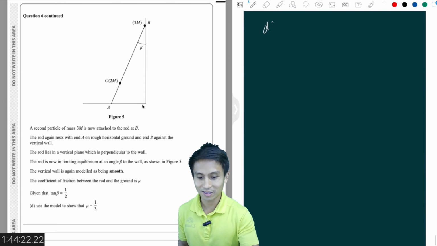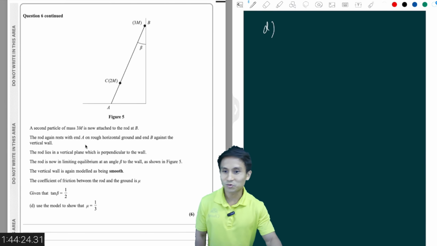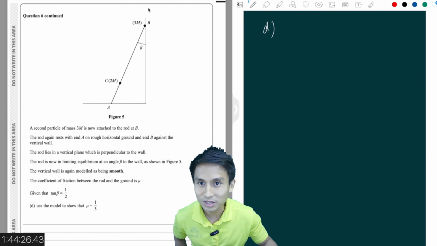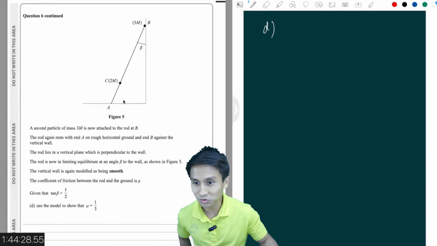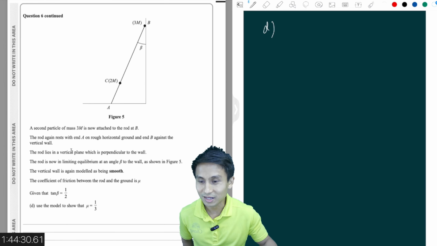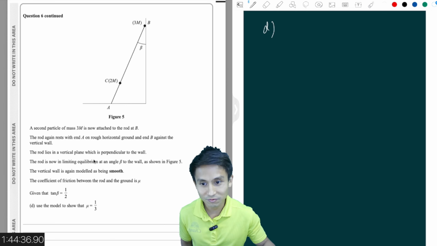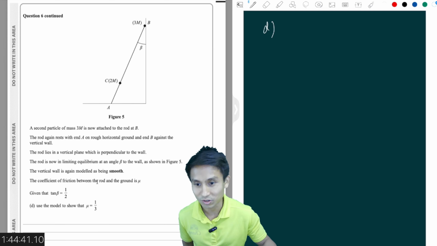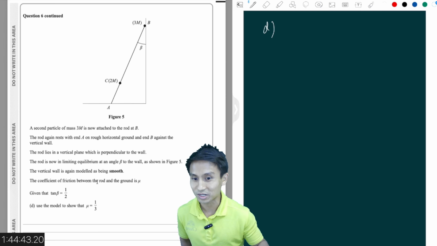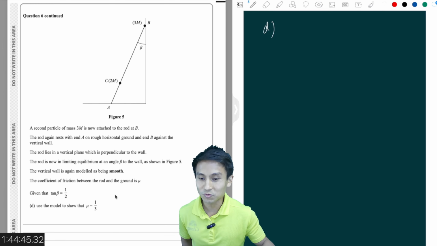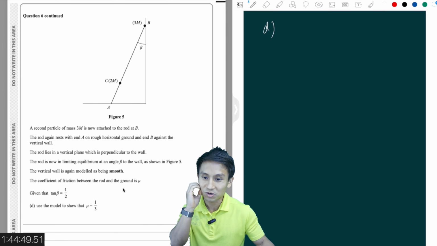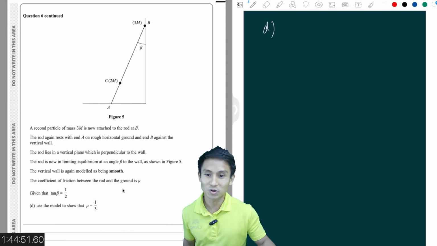Now part D, some like a new diagram probably. A second particle of mass 3m is now attached to the rod at B. So just that extra one. The rod again rests with A on rough horizontal ground and B against a vertical wall. The rod lies in the vertical plane, now limiting equilibrium. The vertical wall is again modeled as being smooth, no friction. The coefficient of friction between the rod and the ground is mu, given that tan beta is 1/2. Show that mu is 1/3.